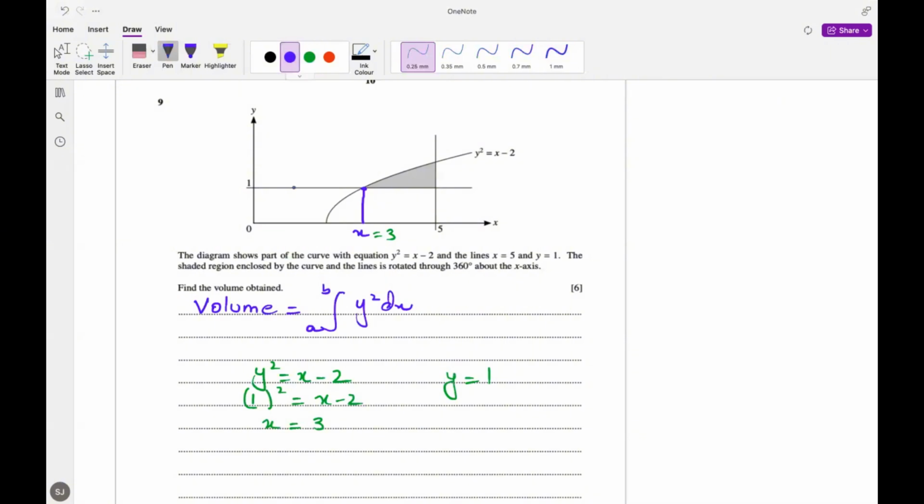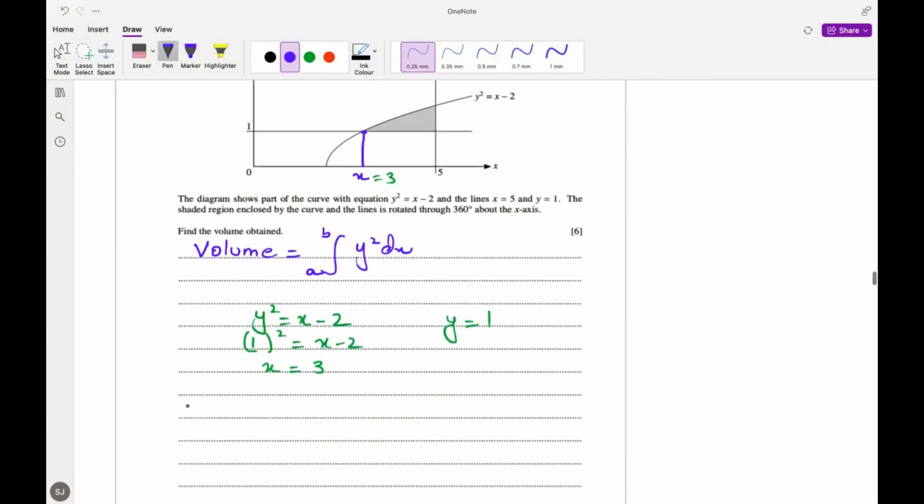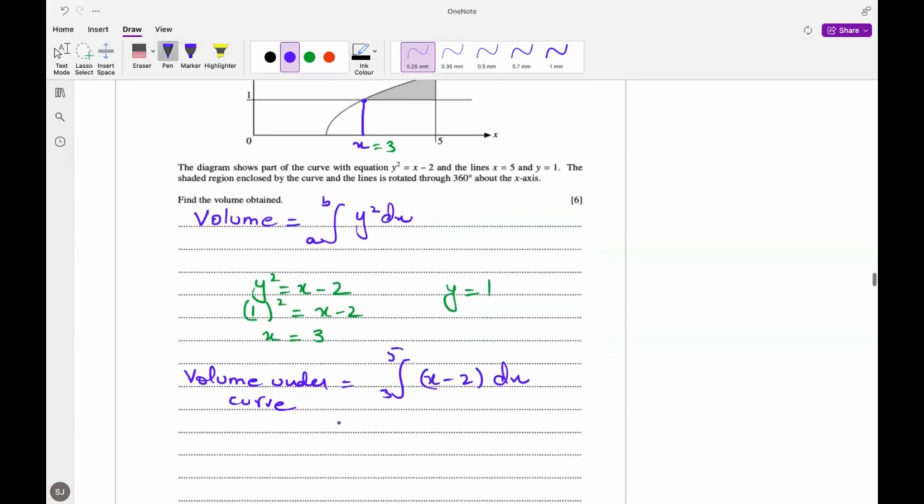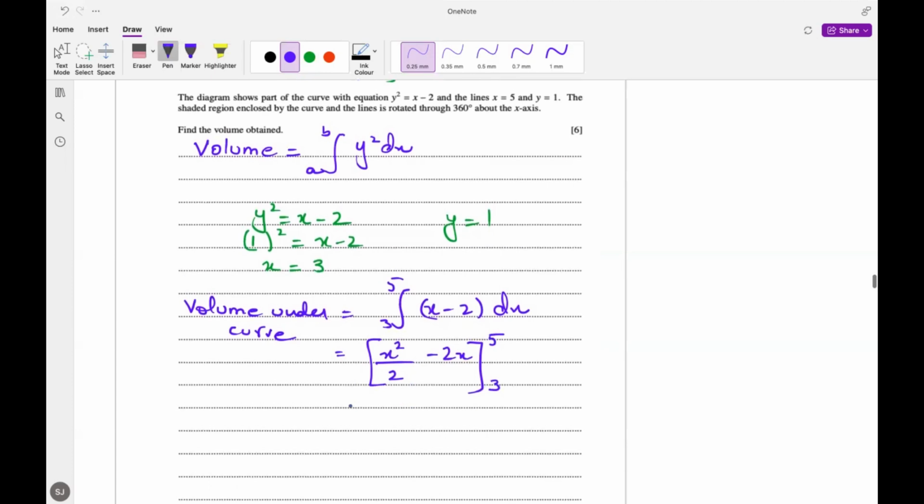Now using the volume formula to find the volume under the curve. The volume under the curve will be equal to the integral of y squared. We already know that the y squared value is x minus 2. So this will be x minus 2 dx, and the limits will be 5 and 3. Integrating x minus 2, we will get x squared upon 2 minus 2x. Once we have integrated, we'll substitute the upper and the lower limits and subtract them to get the volume under the curve.